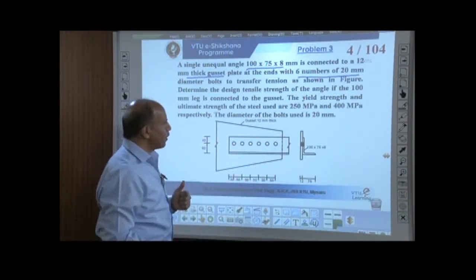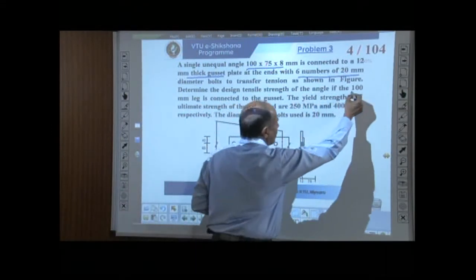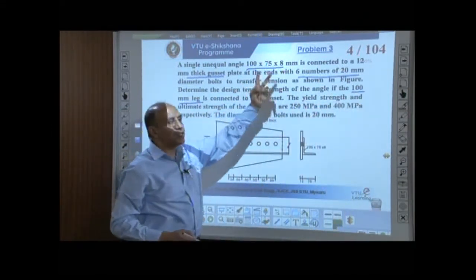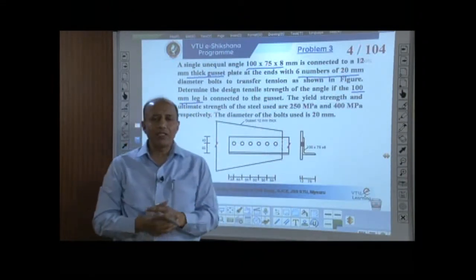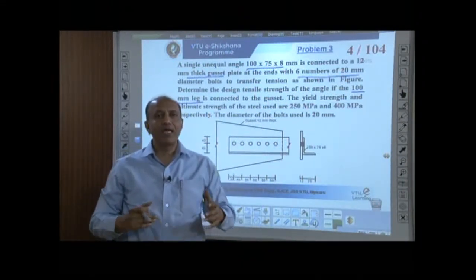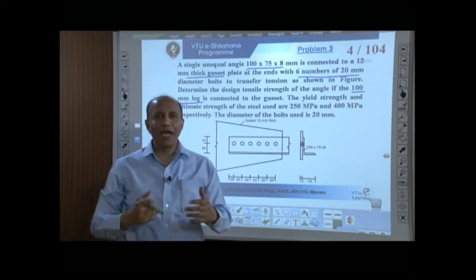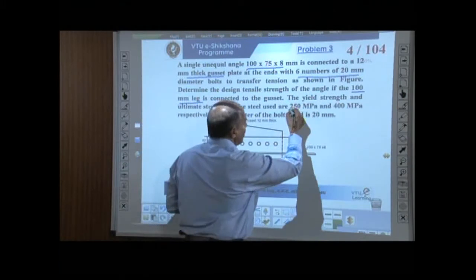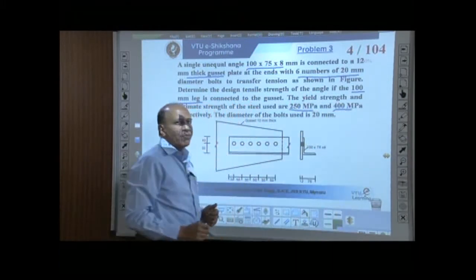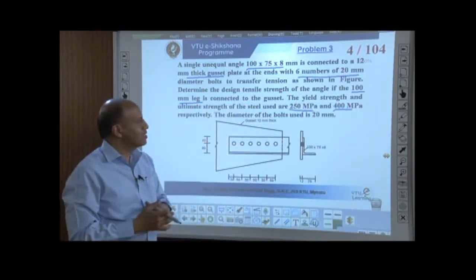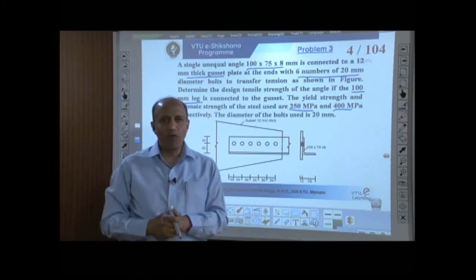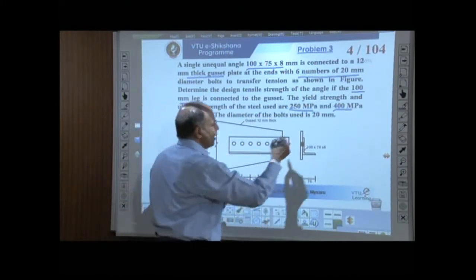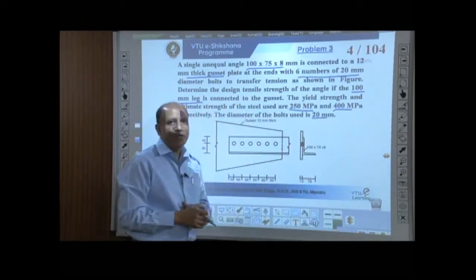Another important piece of information is that the 100 mm leg is connected to the gusset plate. When you see unequal leg angles, we normally connect the larger or longer leg to the gusset plate. Coming to the yield strength and ultimate strength of the material, it is given as 250 megapascals and 400 megapascals. Finally, the bolts that have been used are of diameter 20 mm.